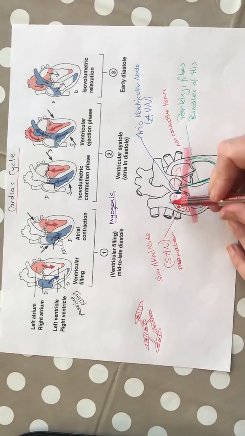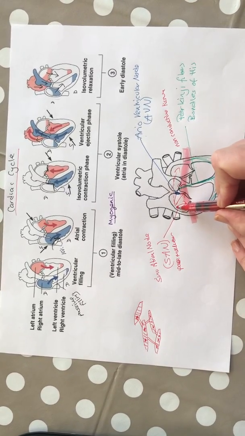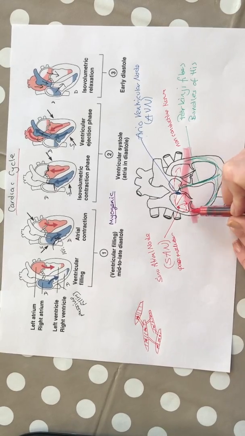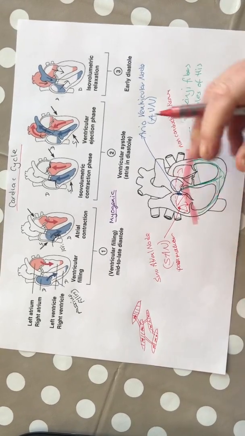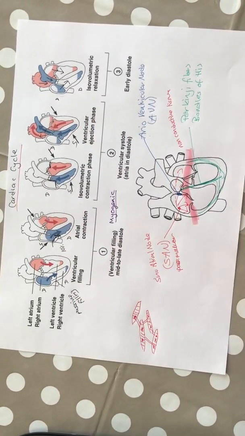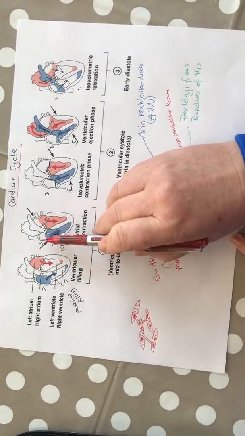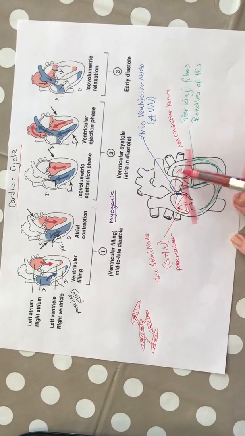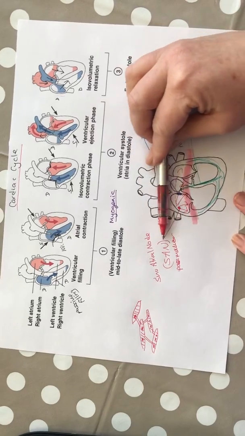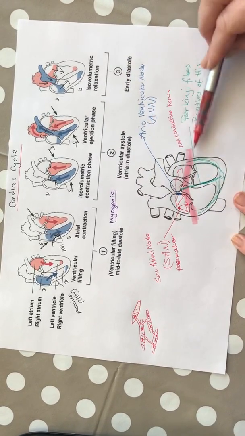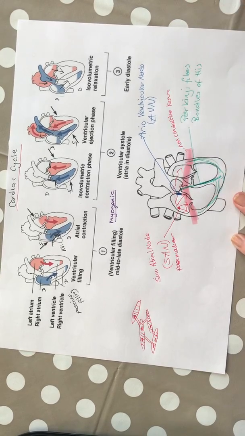So you've got your SAN sends out a wave of excitation across the atria. That wave of excitation, the wave of electricity, causes the atria to contract. So you've got atrial systole. Now, once you've got atrial systole, which is happening here, the electrical impulse comes along, causes the atria to contract, but then the impulse can't get any further than here because of the non-conductive tissue.